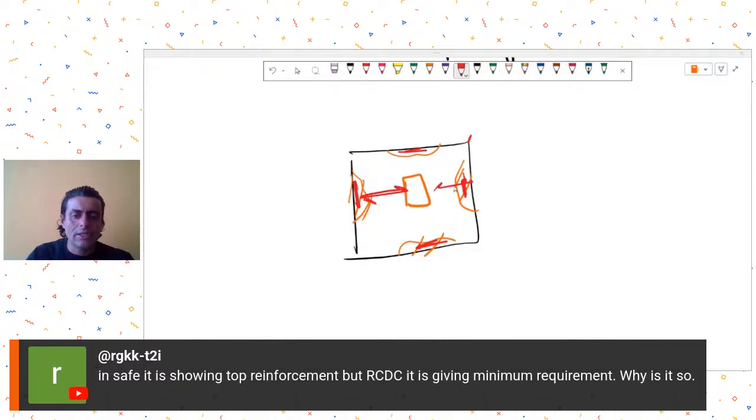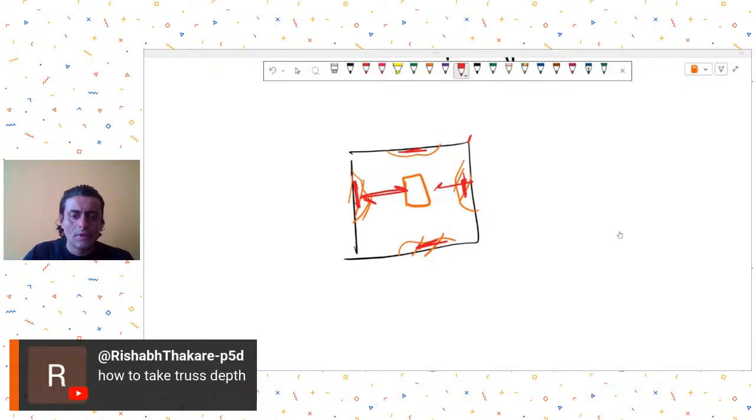And of course RCDC will not give you that reinforcement. Mr. Rishabh is saying how to trust depth for preliminary calculation.